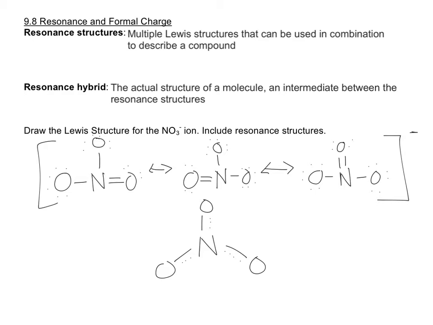So all of the nitrogen-oxygen bond lengths are the same. They have the same strength. So it's not that just one of the oxygens has a double bond and the other ones are all single. You actually get 1 and a third bonds for all of them.